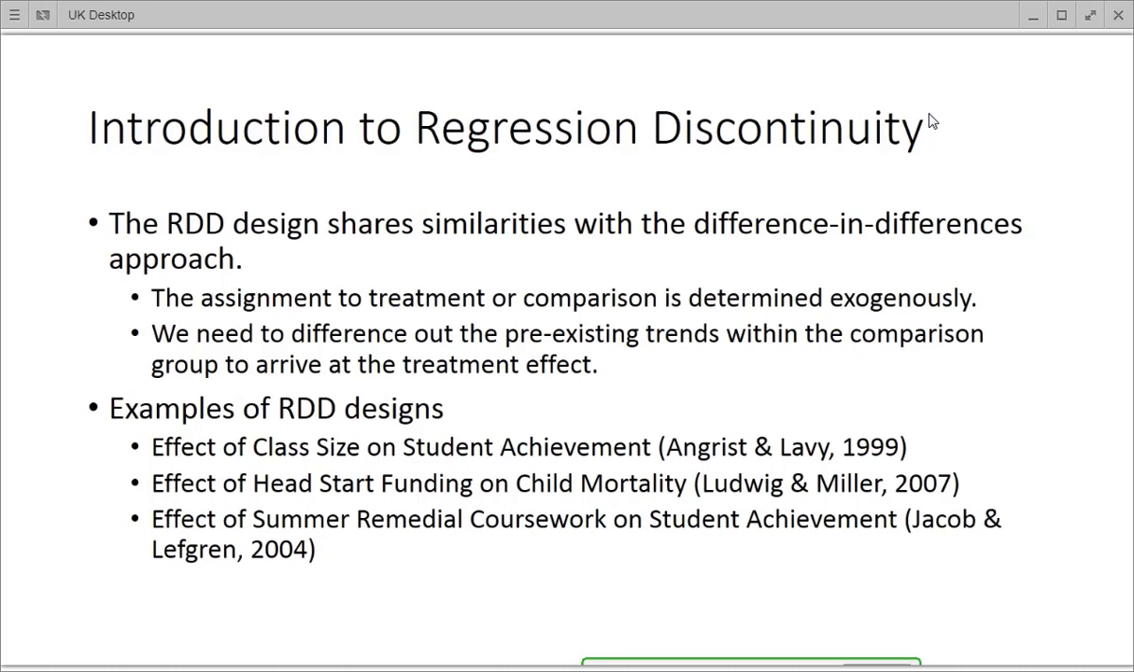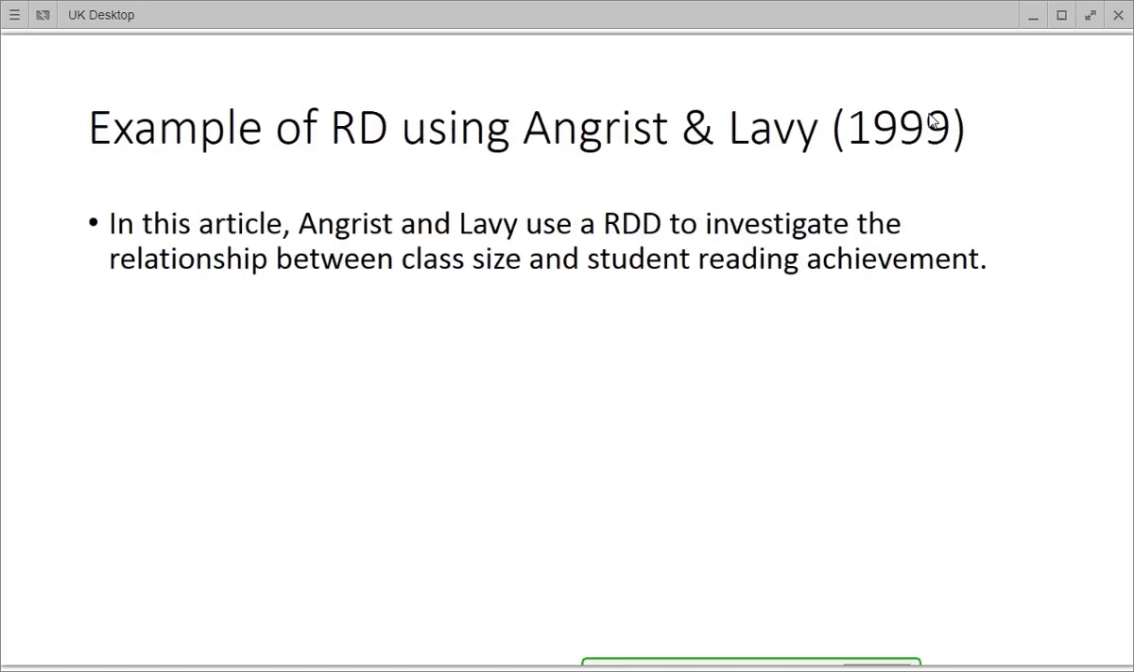Another example, looking at the impact of summer remedial coursework on student achievement. Based on a student's test scores in the spring of 3rd grade, if an individual scored below a predetermined cut point, they were sent to summer school. Individuals scoring just above that cut point continued on as normal in the fall, and then you can assess the impacts of remedial coursework on student achievement.